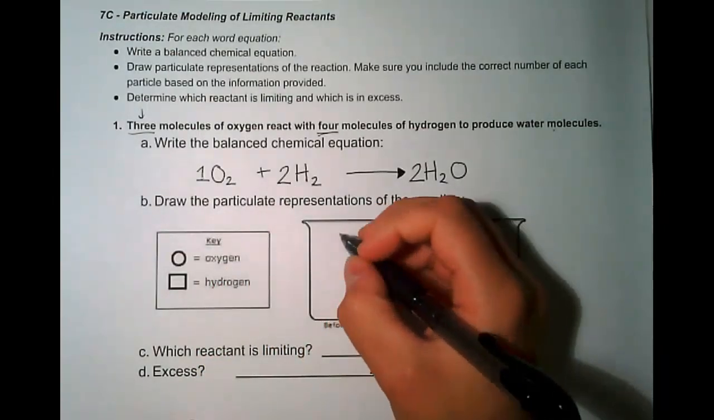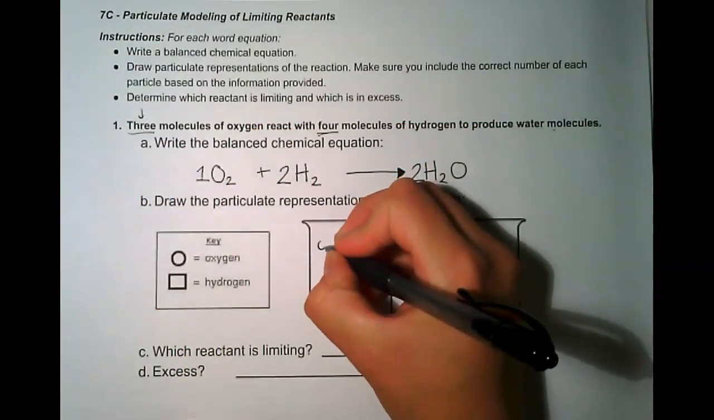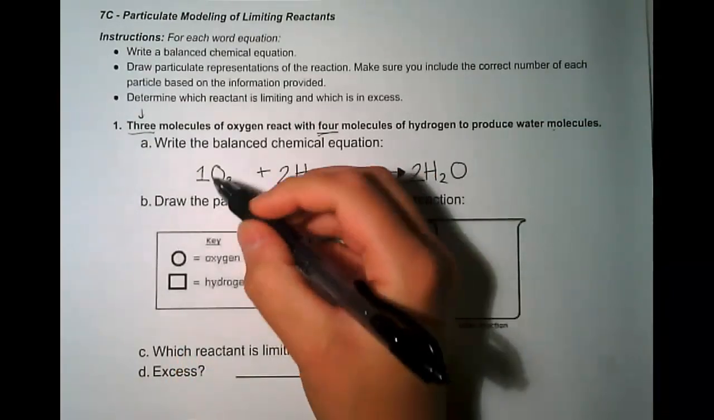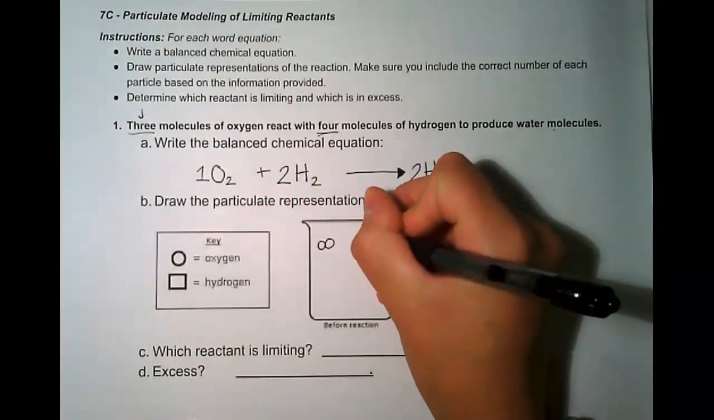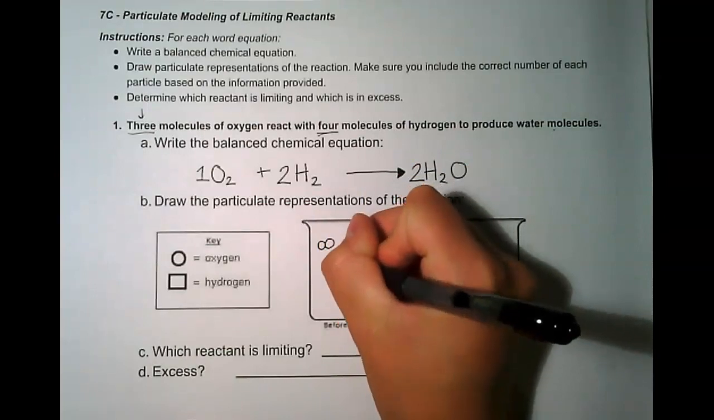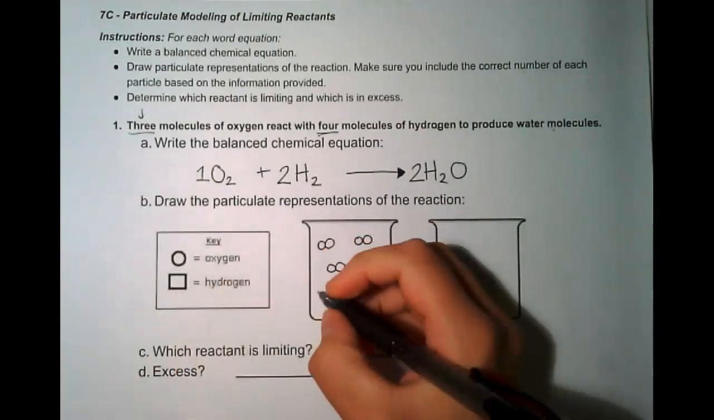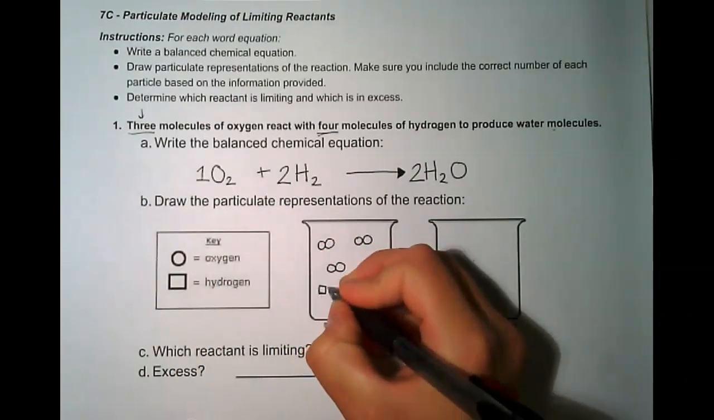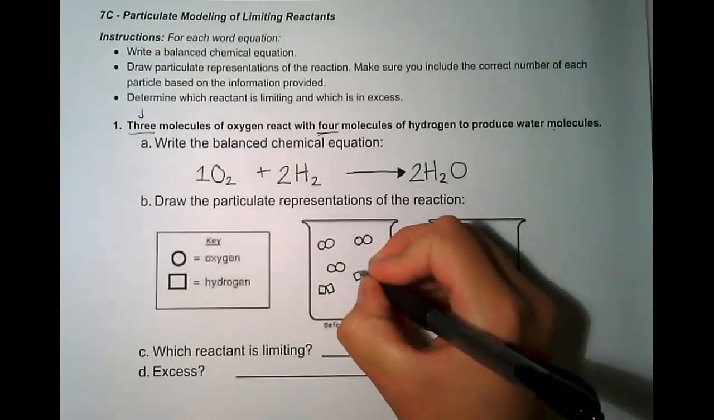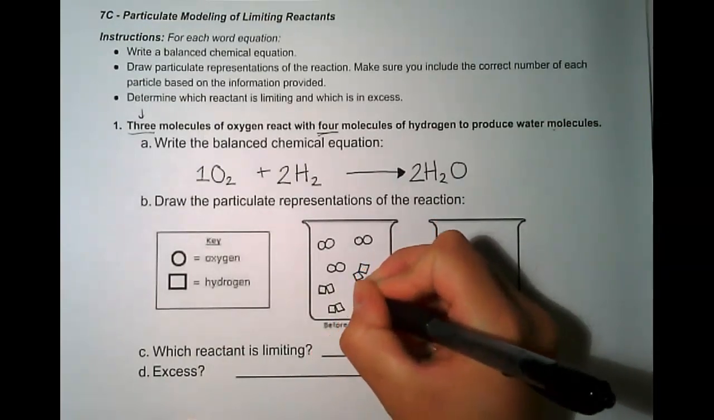So before the reaction happens, this says that we have 3 molecules of oxygen. So we have 3 O2 molecules. My oxygens are supposed to be circled. An O2 is going to have 2 oxygens together, so I'm going to make oxygen molecules. I'm going to put 3 of those in my container. And then it says we have 4 molecules of hydrogen, and each hydrogen's a square, so I'm going to put 2 squares bonded together in molecules. 1, 2, 3, 4.